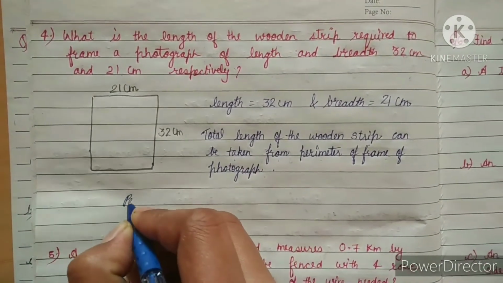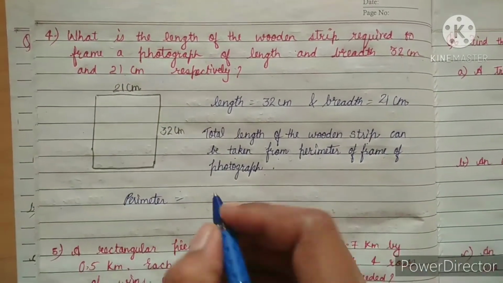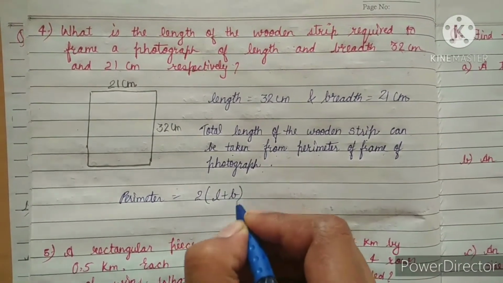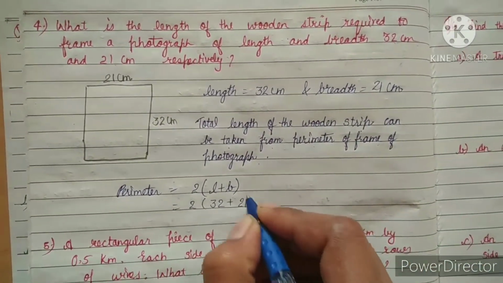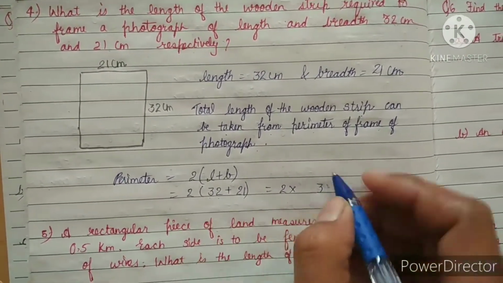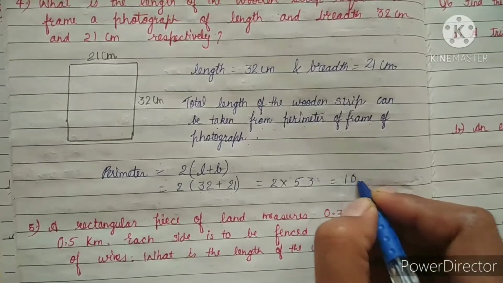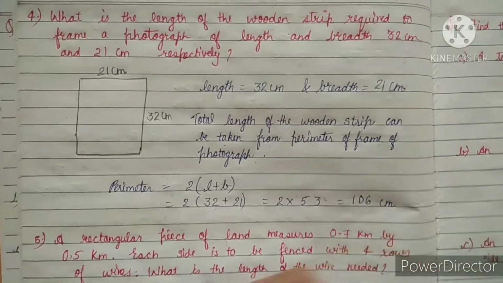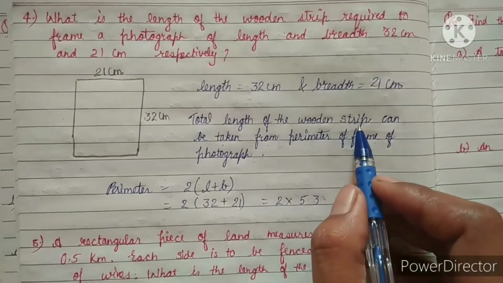So perimeter. You can simply see this is a rectangular shape figure. That's why we have to apply the rectangular perimeter formula: 2 into length plus breadth. Length is 32 and breadth is 21. 2 into, 2 plus 1 is 3, 3 plus 2 is 5, so 53. 2 into 53 is 106 centimeter, because both units are centimeter, so here will come centimeter. So total 106 centimeter wooden strip is required.